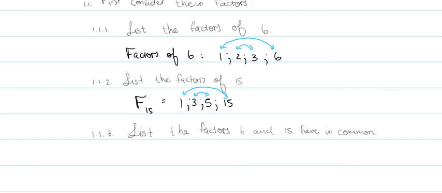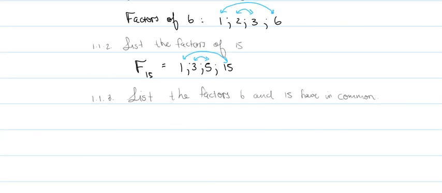Alright, so yes, you may. 1 is 1, and what else? And 3. Alright, so I would write this in the following manner. I would write factors, and then I would write 6 and 15, and then I would write my answer will be equal to 1 and what else did you say? 1 and 3. Okay, so that is my factors that I have in common.